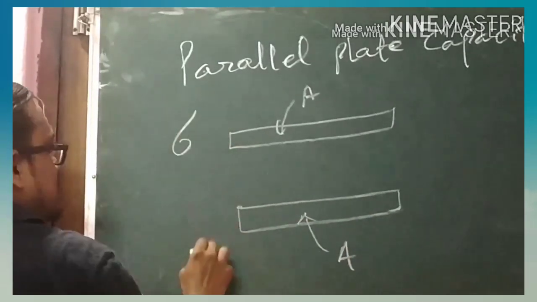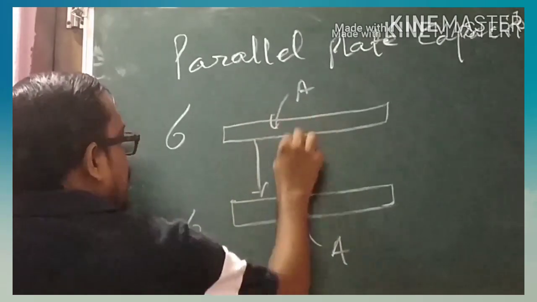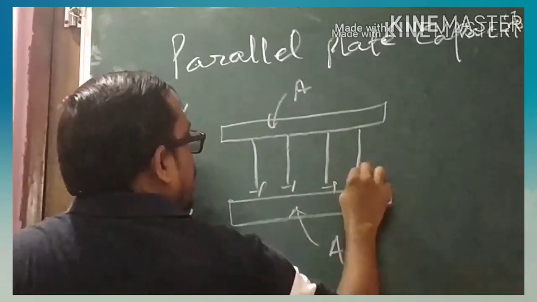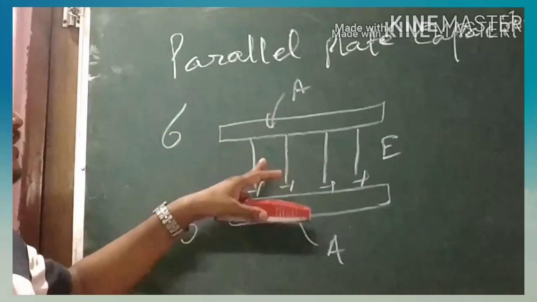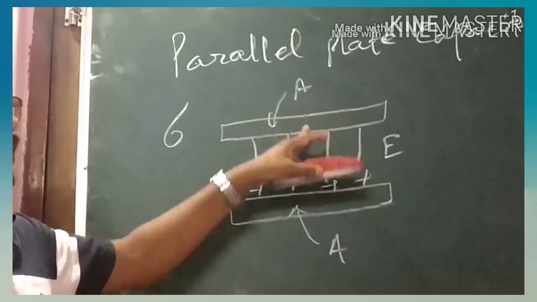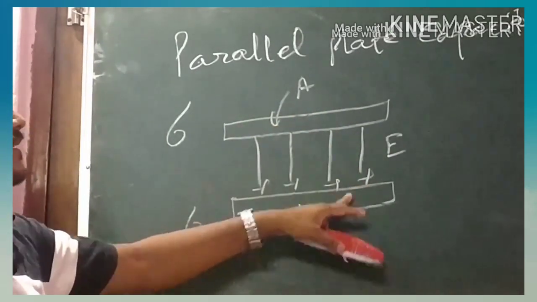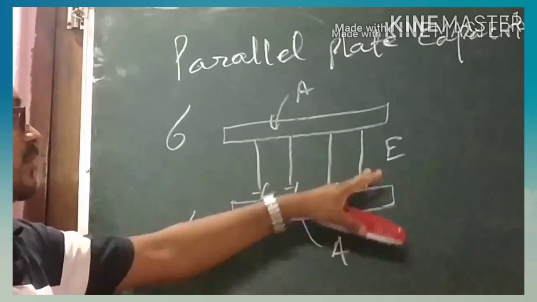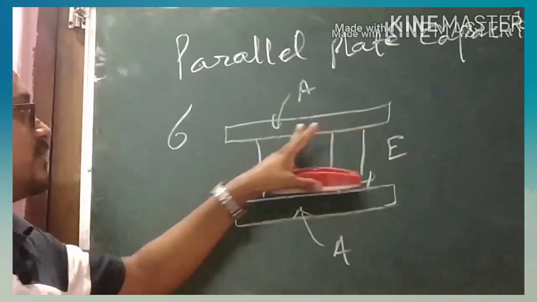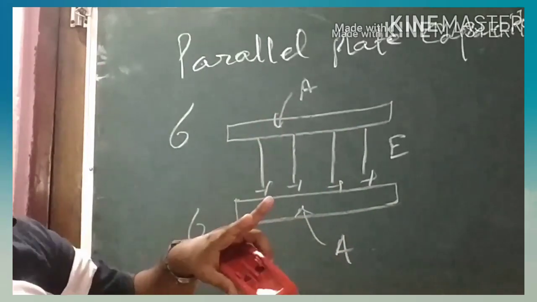Suppose the surface charge density is sigma and this is minus sigma. Suppose there is an electric field which we are applying over here. A parallel plate capacitor normally consists of two conductors separated by some distance. In this case, there are two cases. In the first case, we are not taking anything.